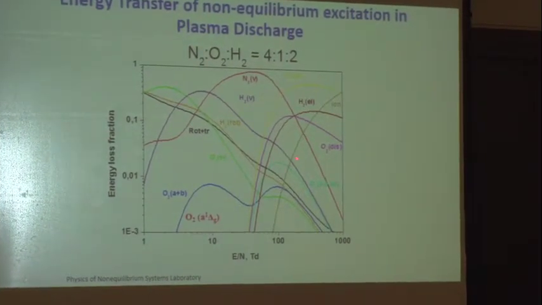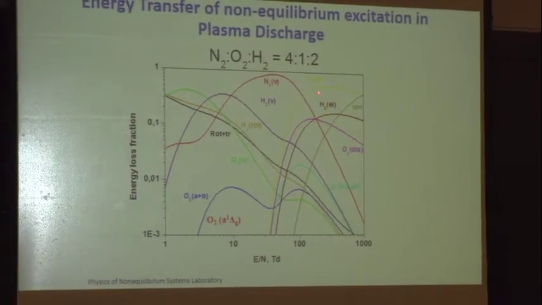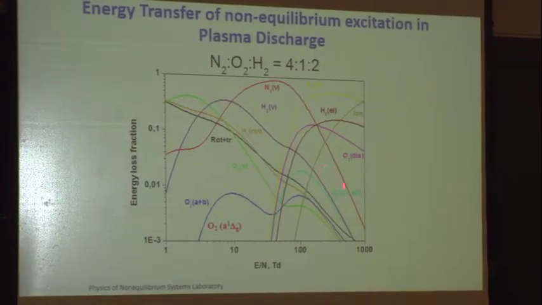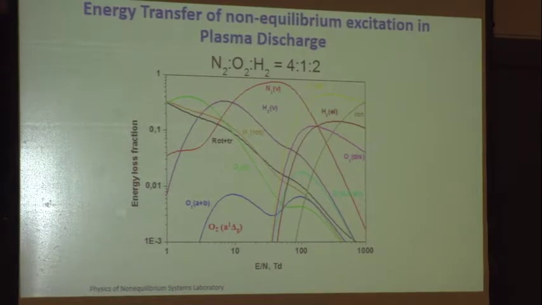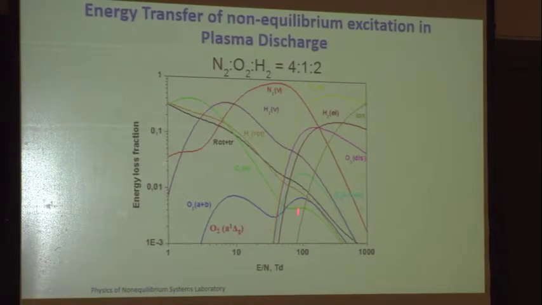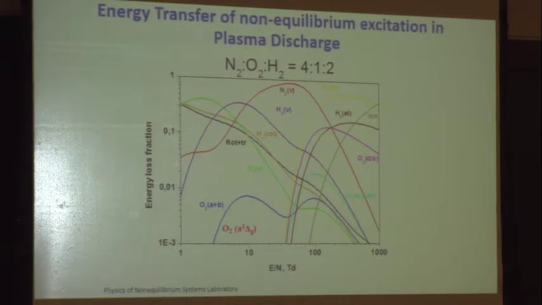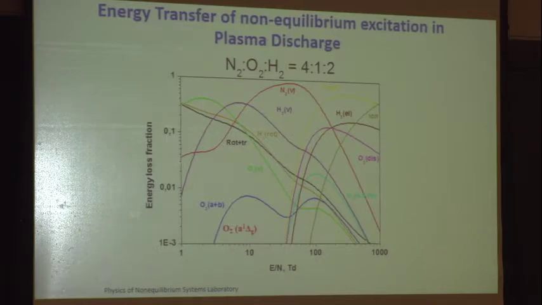At the same time, at 100 Townsend, I generate a lot of O2 dissociation. You see that the O2 dissociation cross-section rises right away around 100 Townsend here. So this is the energy transfer distribution, and you have to look at this diagram to see what kind of plasma you want to design to work with air.